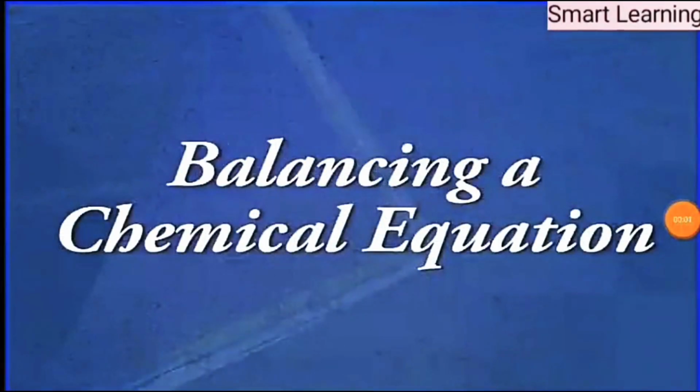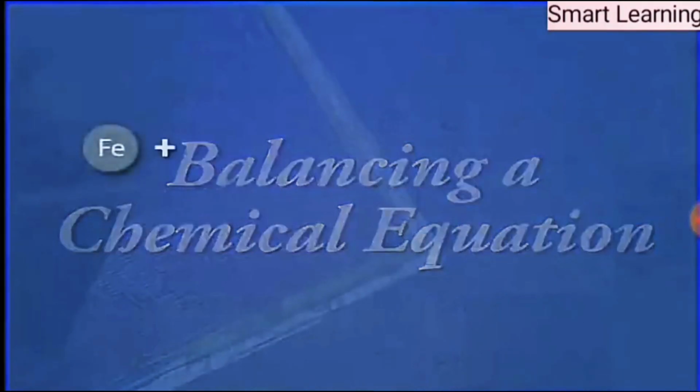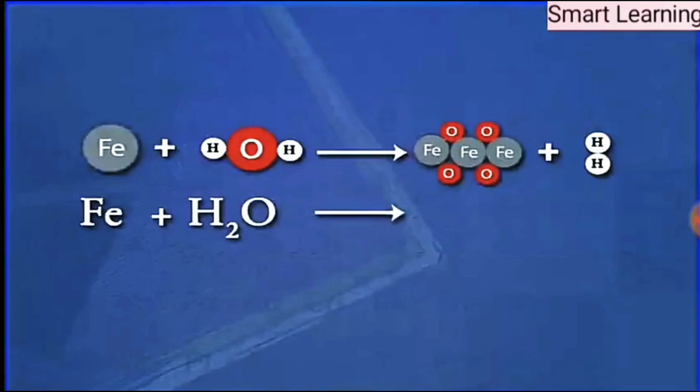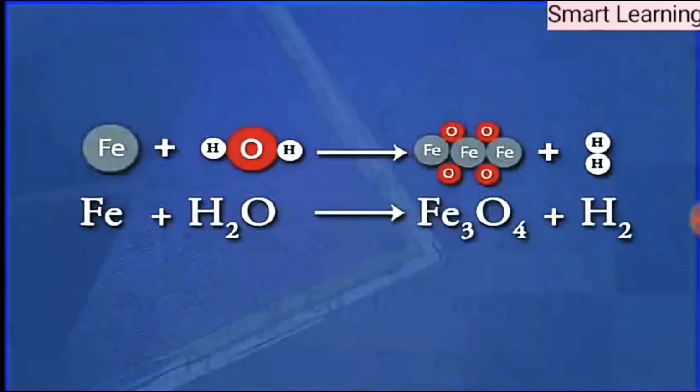Let us now learn to balance a chemical equation step by step. Let us try out this example: Fe plus H2O gives Fe3O4 plus H2. Is this chemical equation balanced? Come on, let's find out.